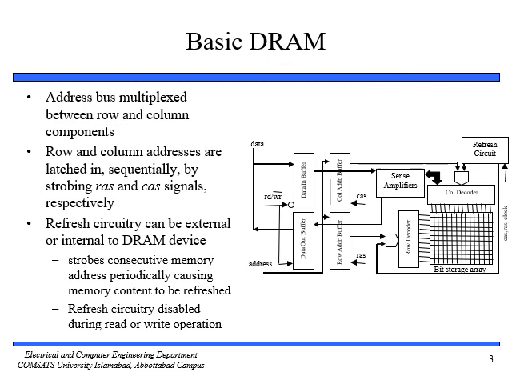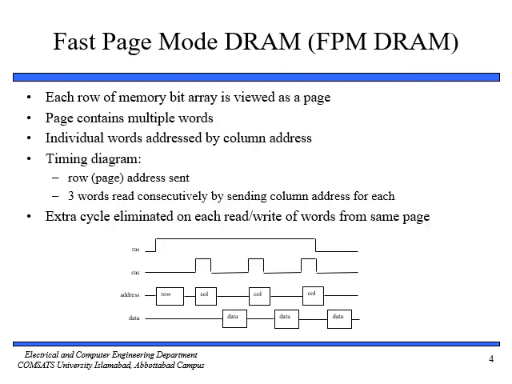Let's move on to the next slide. The first variation of our DRAM is fast page mode DRAM. As I've told you, we need these variations so that our RAM can match the speed of the processor.